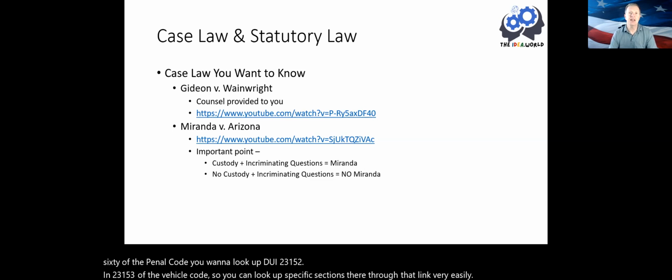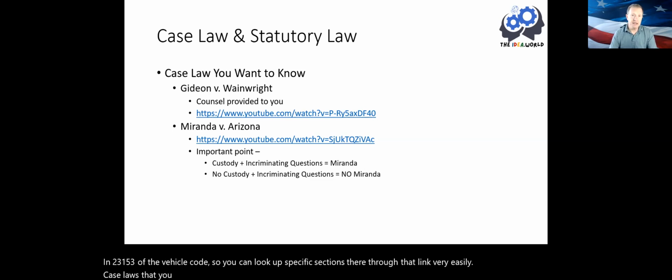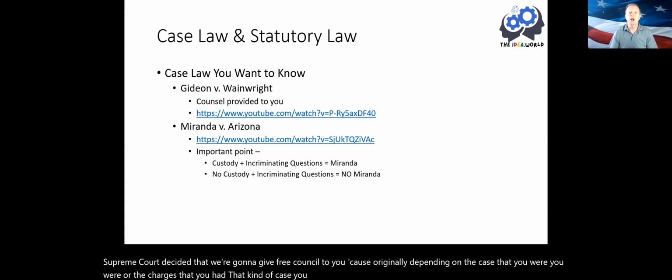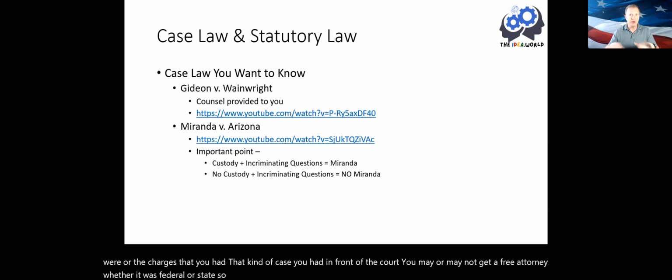Now, case laws that you'll want to know. Gideon versus Wainwright. The reason you'll want to know that is because in this case the U.S. Supreme Court decided that we're going to give free counsel to you, because originally, depending on the charges that you had, the kind of case you had in front of the court, you may or may not get a free attorney, whether it was federal or state. So this set the precedent for that.